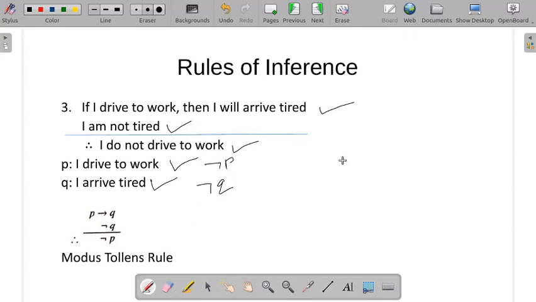Now let us arrange them properly. If I drive to work, then it's a conditional: if I drive to work, then I will arrive tired. I am not tired, negation Q. Therefore I do not drive to work, negation P.